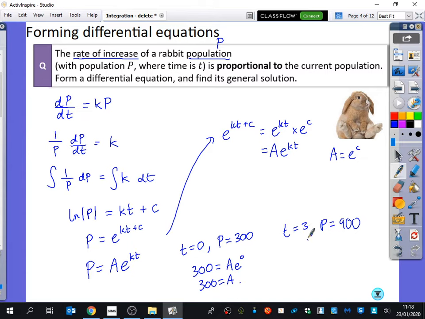The reason you need two things is because you've got two constants. You've got a constant of A and you've got a constant of K. You have to have two pairs of things to find the two constants, and it could be a simultaneous equation that we've got. Now this is dead simple. Just you wait. Okay, so here we go.